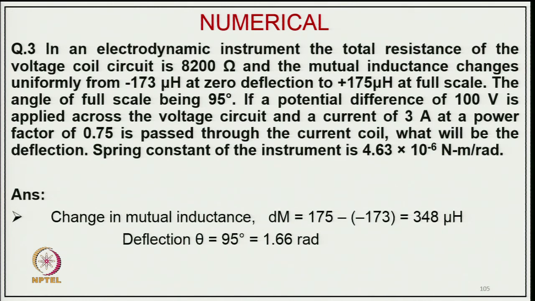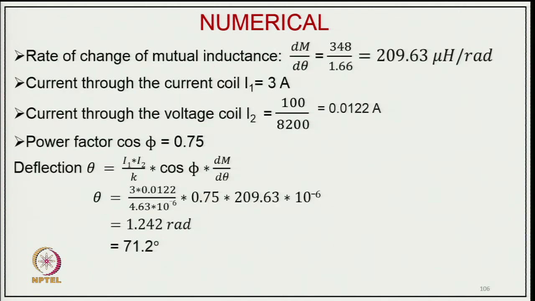Change in mutual inductance dM equals 175 minus minus 173, that is 348 microhenry. The deflection theta is 95 degree, that is 1.66 radian. So, the rate of change of mutual inductance dM upon d theta equals 209.63 microhenry per radian. The current through the coil I1 is 3 ampere and the current I2 is 100 upon 8200, that is 0.0122 ampere. The power factor is 0.75. So, deflection is I1 I2 upon k into cos phi into dM upon d theta. Putting in these values, theta comes to 1.242 radian, that is 71.2 degree.